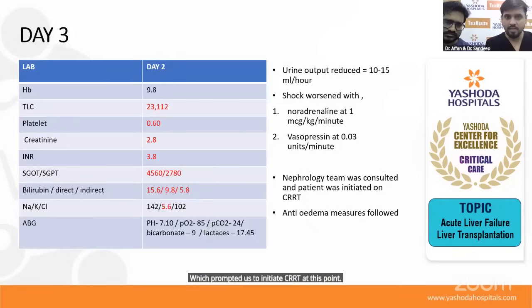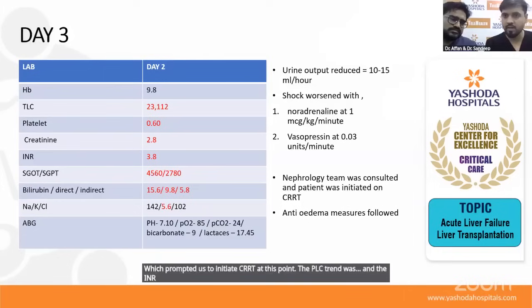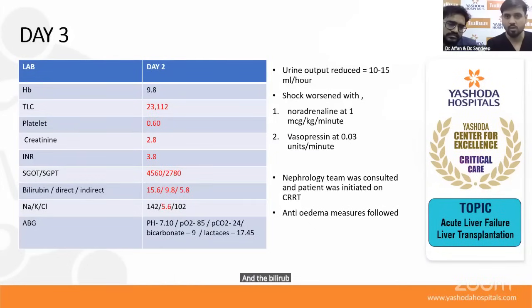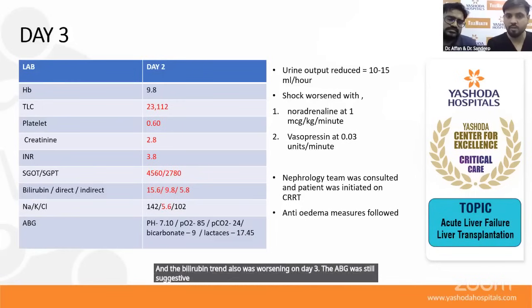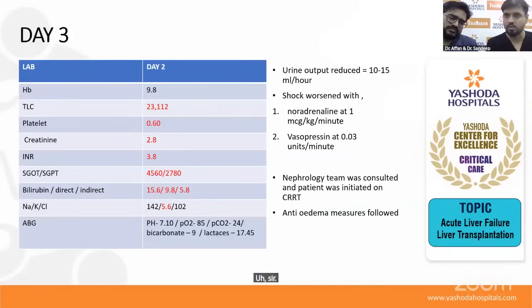The TLC trend and the INR and the PT trend kept worsening on day 3, and the bilirubin trend was also worsening on day 3. The ABG was still suggestive of severe metabolic acidosis, and the lactates kept on worsening to about 17, sir. Till day 2, it was 13. Now it was 17 in this case.